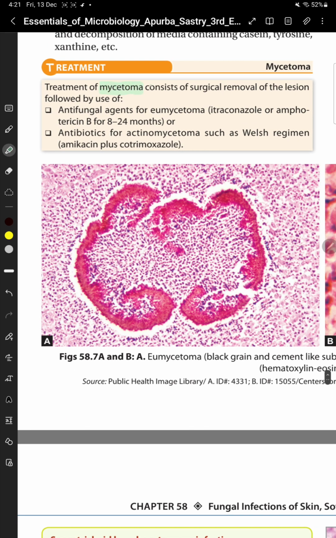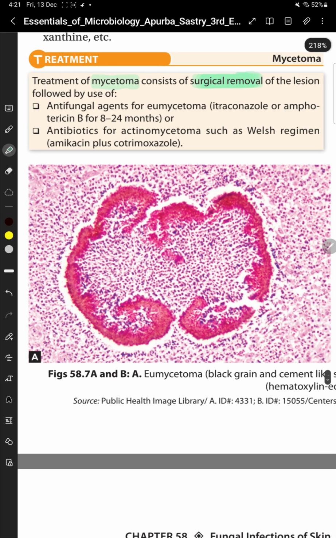Treatment of mycetoma consists of surgical removal of the lesions, followed by the use of antifungal agents for eumycetoma like itraconazole or amphotericin B for 8 to 24 months, and antibiotics for actinomycetoma such as Wells regimen, amikacin plus cotrimoxazole.